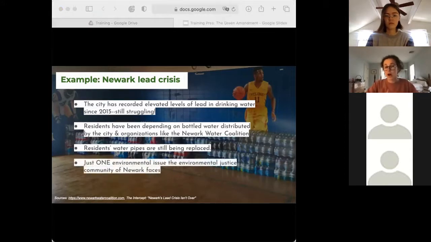And this is just one of the many environmental issues that the environmental justice community of Newark faces on a day-to-day basis. Newark is a well-known environmental justice community for the many, many inequities it faces, including, but definitely not limited to, polluted water, air pollution, lack of green space, heavy industry, and this is all concentrated in an area where residents are mostly low income and minority.